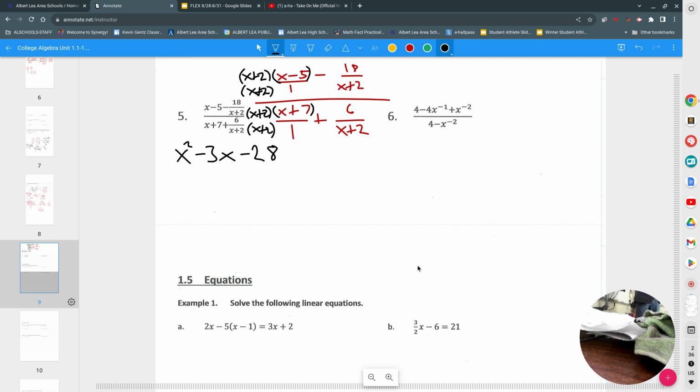I like to combine things in the numerator. That will sometimes allow for a factoring to take place. In the denominator, I like to leave it in factored form. In this case, we just have our x plus 2.